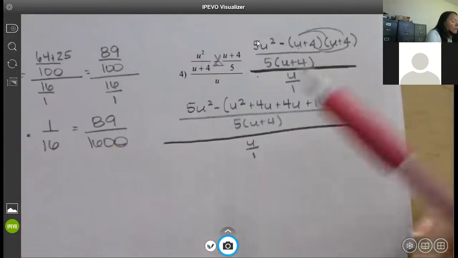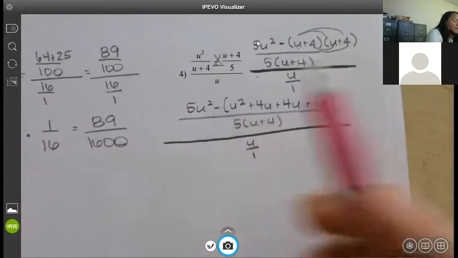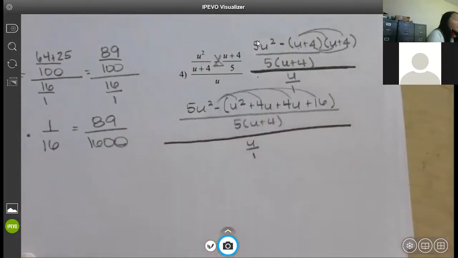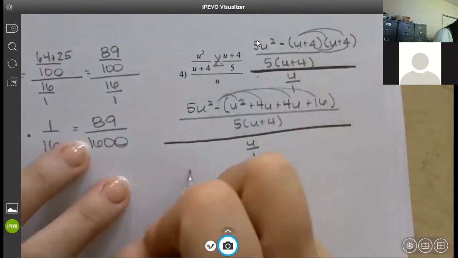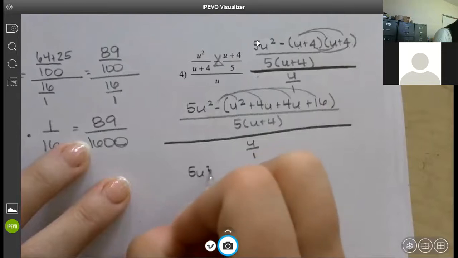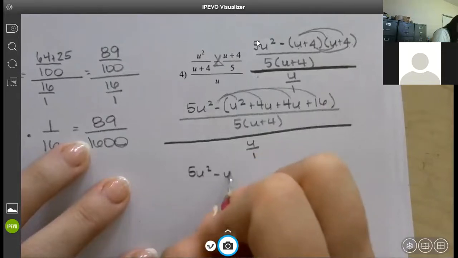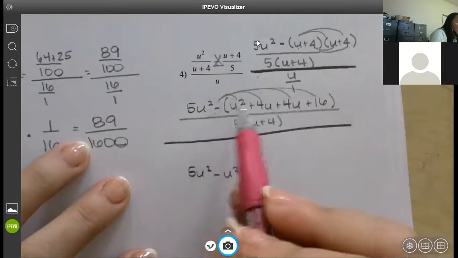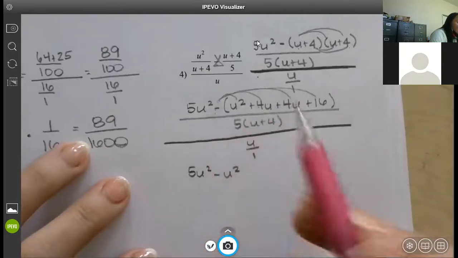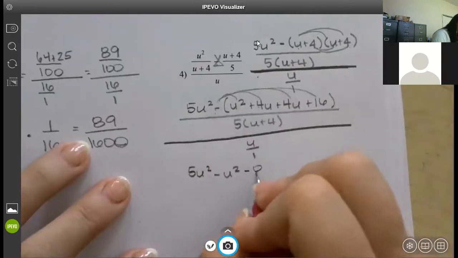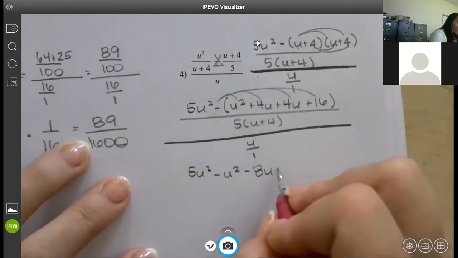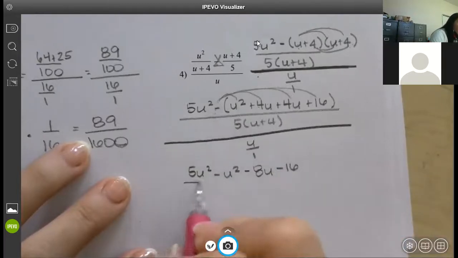Here's where you have to be careful. This is where everybody messes up. The reason I put this in parentheses is because this negative has to go with everything. Okay, the negative has to go with everything. So on the top, I'm going to have 5u squared minus u squared. So negative times u squared. I'm going to have a -4 and a -4, which makes a -8u. And then I'm going to have a -16.